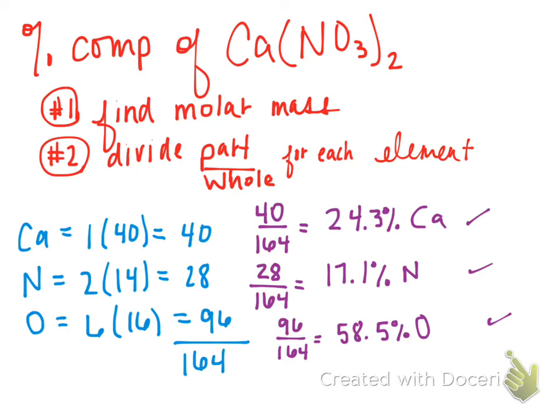When I look at percent composition, it's by mass. Every sample of calcium nitrate that I pull should have 24% of it calcium, 17% of it nitrogen, and 58.5% of it oxygen. That's percent composition.